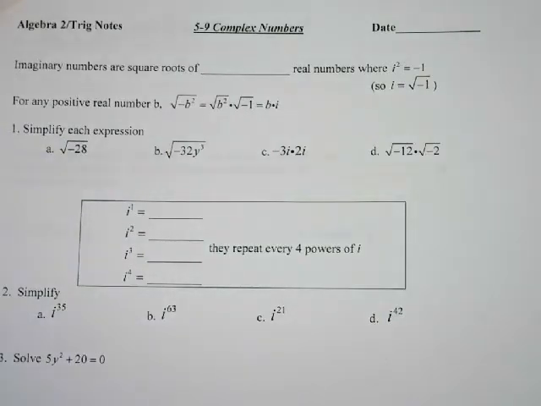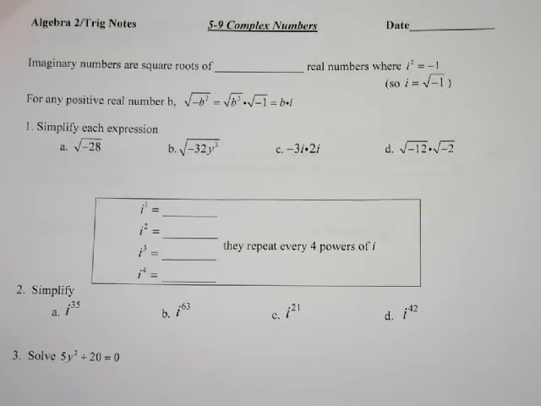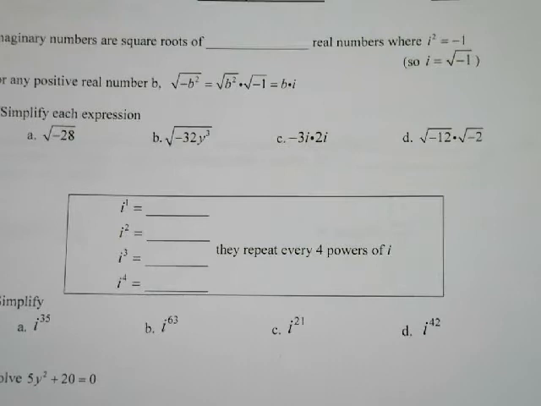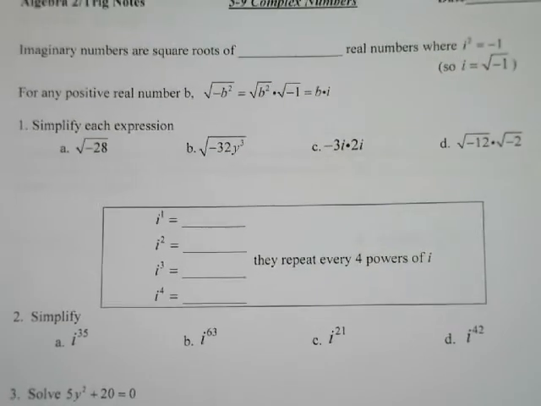Okay, so 5.9 is complex numbers. And up to this point, like I just said, we haven't been able to take the square roots of negative numbers. So today we're going to talk about how we are going to do that. So we're actually going to be able to take square roots of negative numbers.